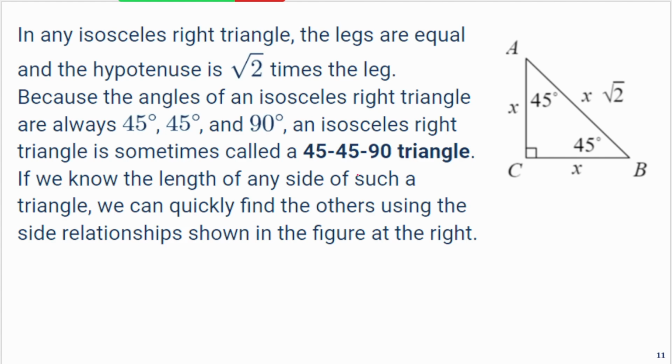If we know the length of any side of such a triangle, we can quickly find the others using the side relationships shown in the figure at right. So, for example, if you have a 45, 45, 90 triangle, and the two legs are x and x, then the hypotenuse is x times square root 2, right?